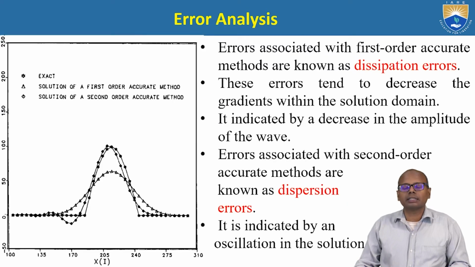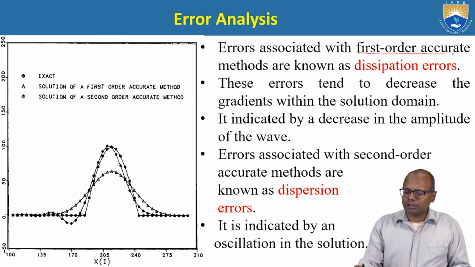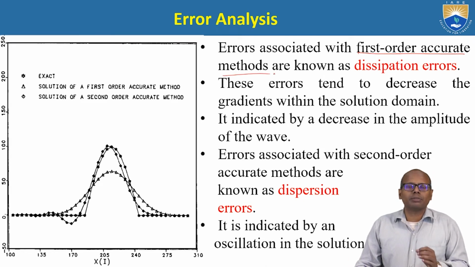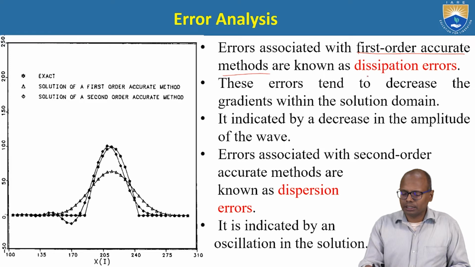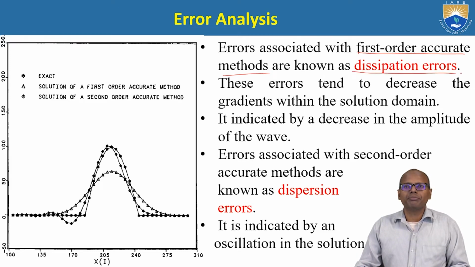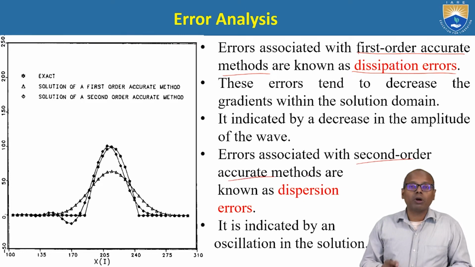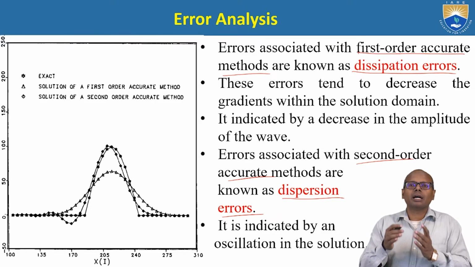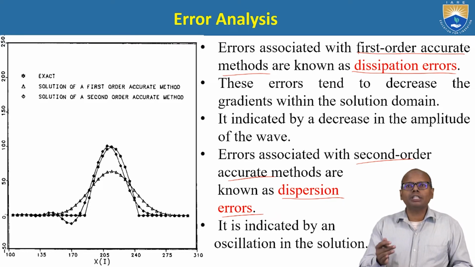So what we have to see is that there will be some errors and how these errors are influencing the solution. For the first order accurate method, whatever error we get is termed as dissipation error. In the second order accurate method, whatever error we get is a dispersion error. This is a dissipation error and this is a dispersion error. Now let us see how these errors look physically.